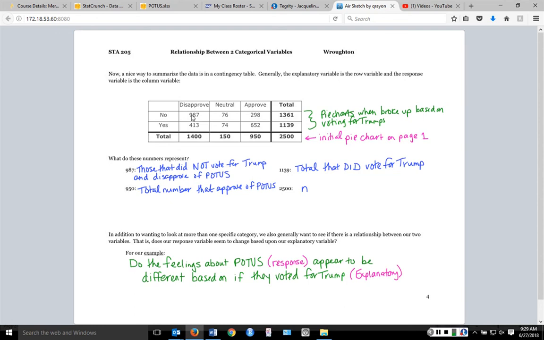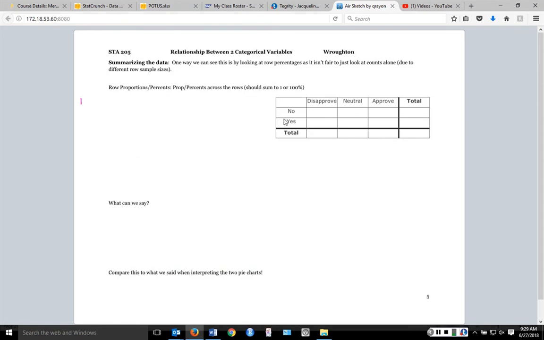So how could I find that percentage? Well, I'm going to take my 987 that disapproved, divided by how many did not vote for Trump. So just this 1,361 number. So for my no row, for those that disapproved, we're going to take the 987 divided by the 1,361. Decimal-wise, that's going to give us 0.7252. Or when I put that in my table, I'm going to make it a percentage. So I'm going to multiply by 100% or move my decimal 2 places to the right here to get 72.52%.